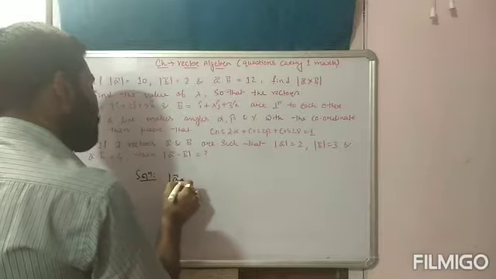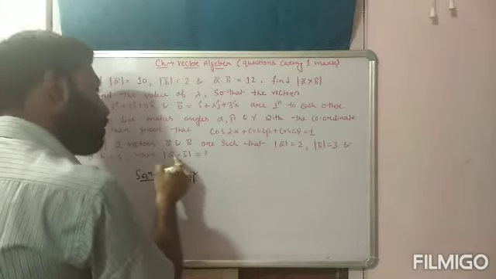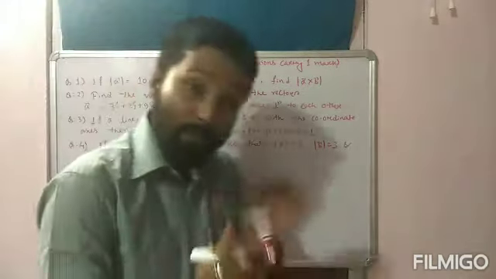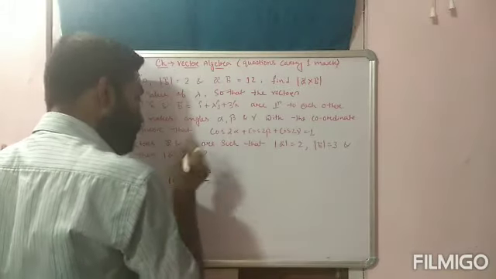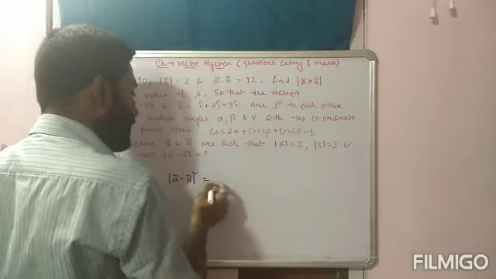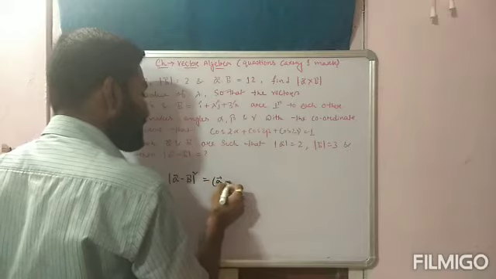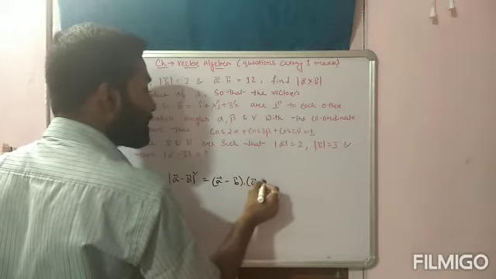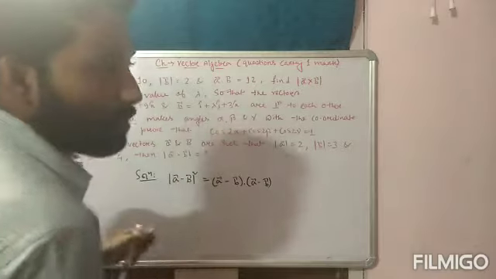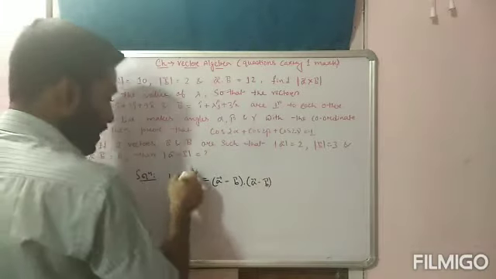So mod of A bar minus B bar and mod of A bar plus B bar, whatever you have to find out, give square. You have to remove this mod. So mod of A bar minus B bar whole square can be written as A bar minus B bar dot A bar minus B bar. Remove this modulus sign. So that's why you have to give square.